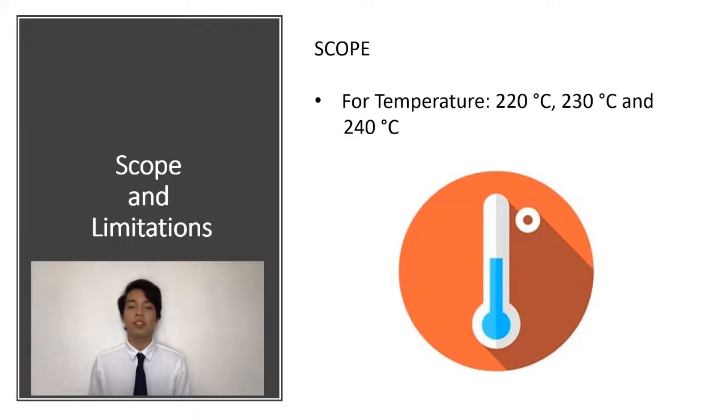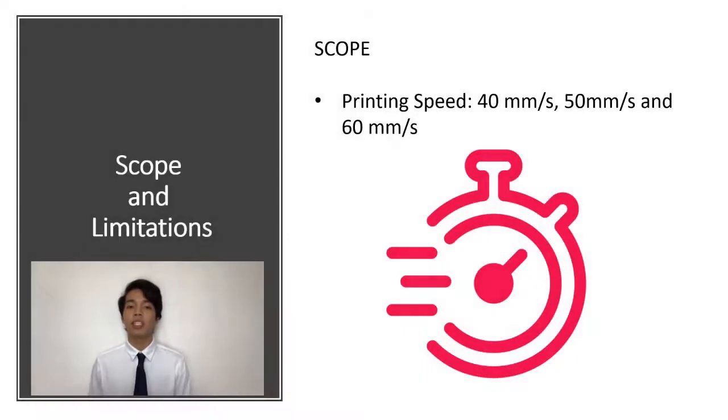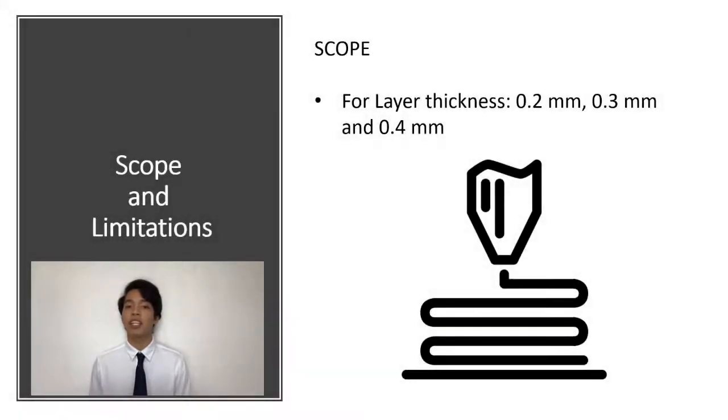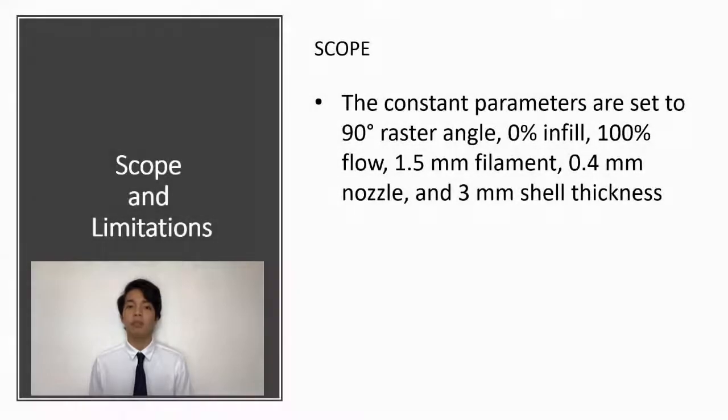For temperature, 220 degrees Celsius, 230 degrees Celsius, and 240 degrees Celsius. For the printing speed, 40 mm per second, 50 mm per second, and 60 mm per second. And for the layer thickness, 0.2 mm, 0.3 mm, and 0.4 mm. The constant parameters are set to 90 degree raster angle, 0% infill, 100% flow, 1.5 mm filament, 0.6 mm nozzle, and 3 mm shell thickness.